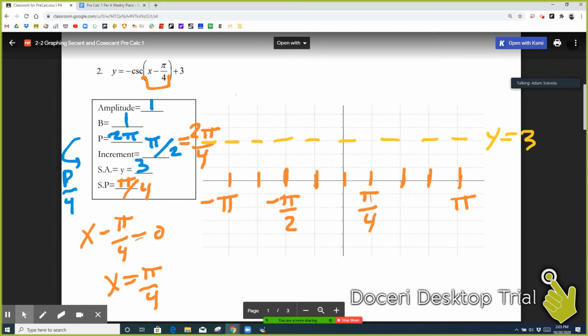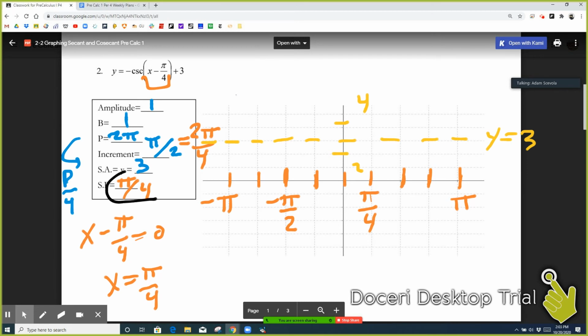And since our amplitude is 1, we're going to go up 1, so up to 4, and down 1 to 2. Did I not... 1, 2? Oh, silly me. Right there, 2. Okay. So now we plot our points, and we're going to plot it just like we're graphing sine here.